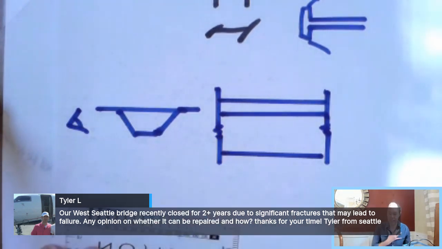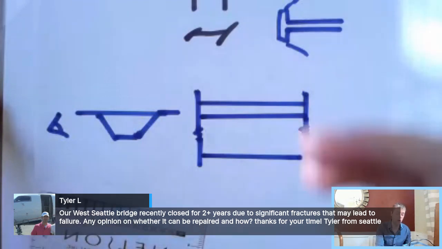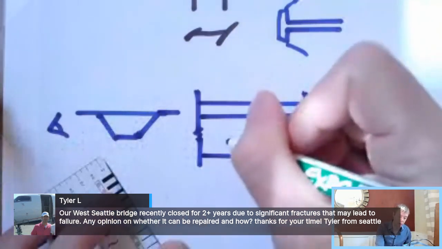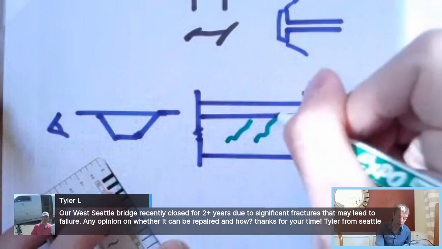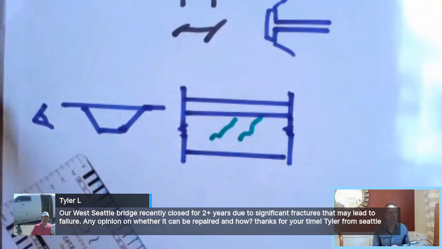So what I see, it doesn't mean it's totally real. I haven't seen everything about it. But what I see is that there are some very, very large diagonal cracks in this structure. Very large diagonal cracks. And they're getting worse over time. They're getting larger and larger and larger. So that is not good.